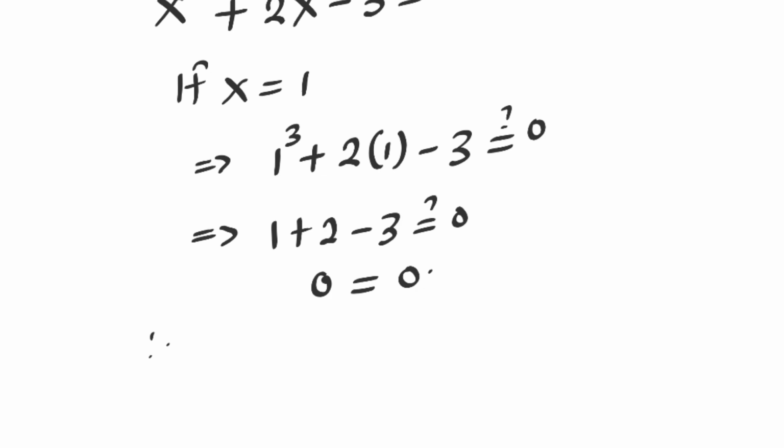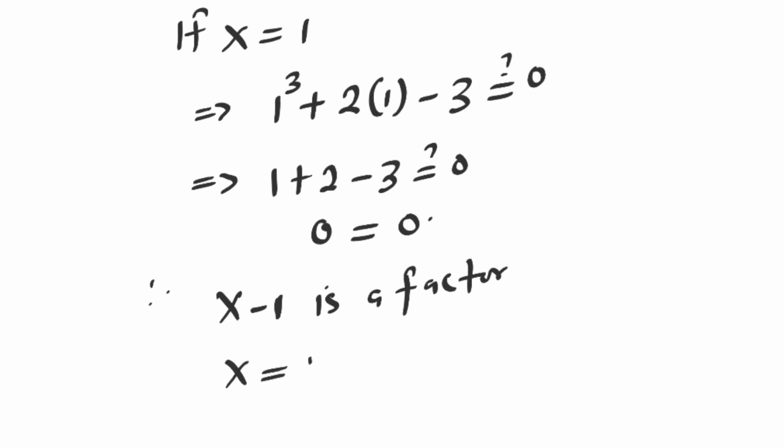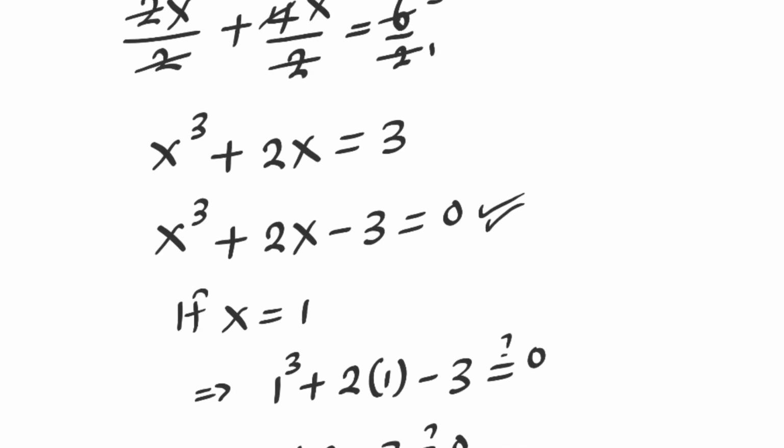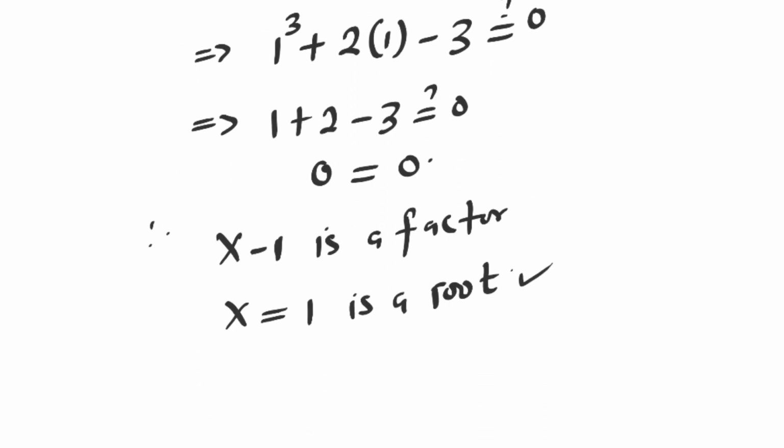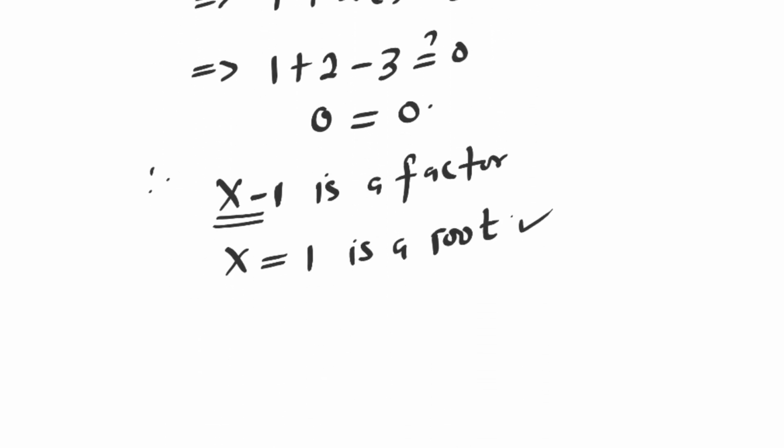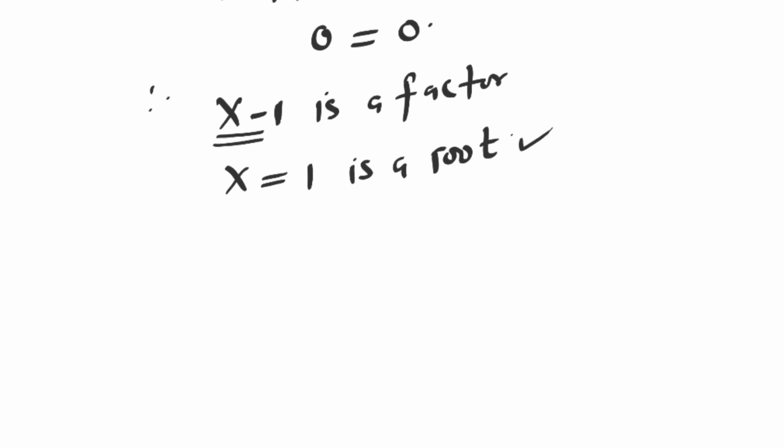Therefore, x - 1 is a factor, and x equal to 1 is a root. One of the roots of the equation is x equal to 1. Now let us look for other roots. So we need to divide this polynomial by x - 1, which is a factor, using the long division method.